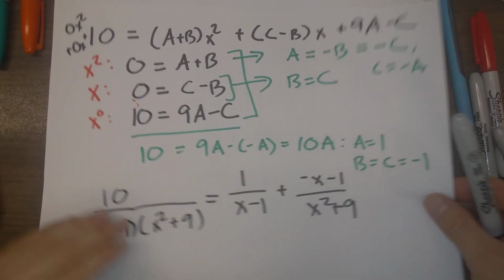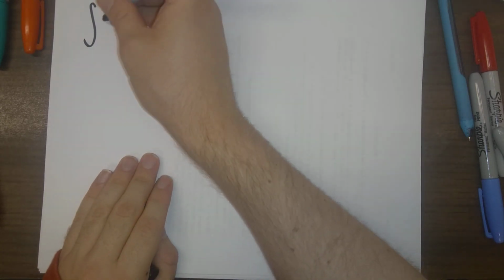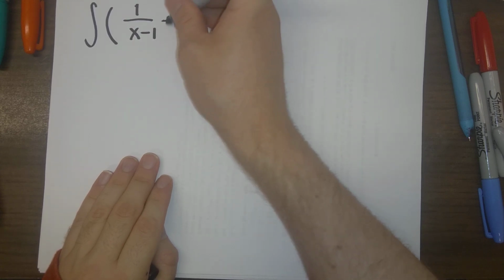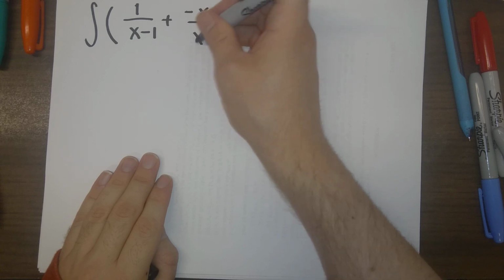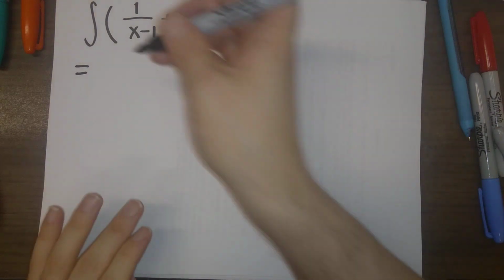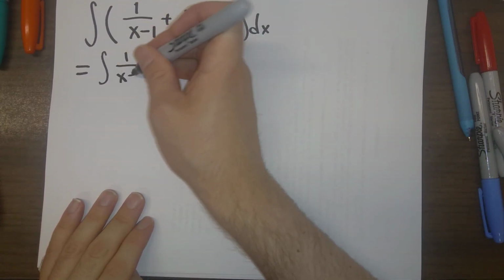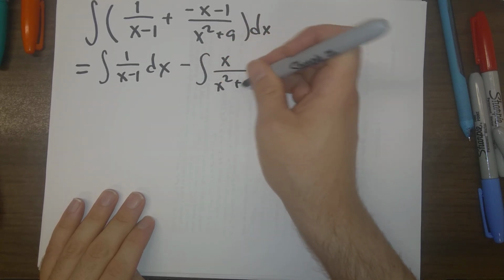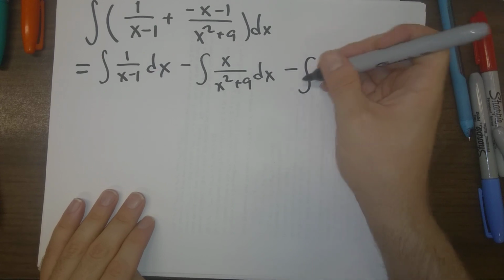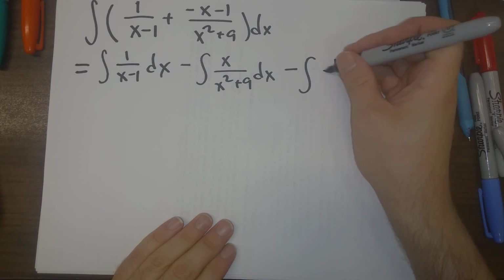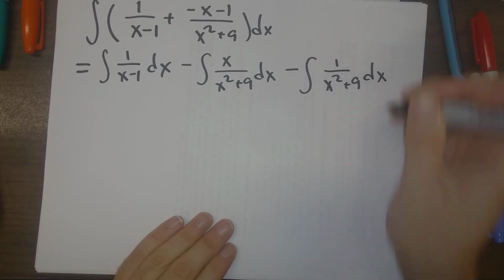So what do we have to do for the final integral? This is going to be the integral of 1 over x minus 1 plus minus x minus 1 over x squared plus 9 dx. I'm going to break this up as 3 separate integrals: the integral of 1 over x minus 1 dx, then minus the integral of x over x squared plus 9 dx, and then minus the integral of 1 over x squared plus 9 dx.